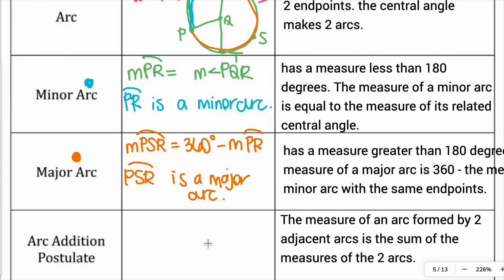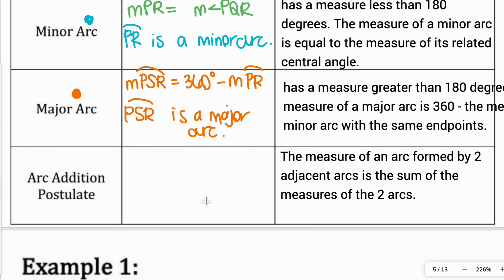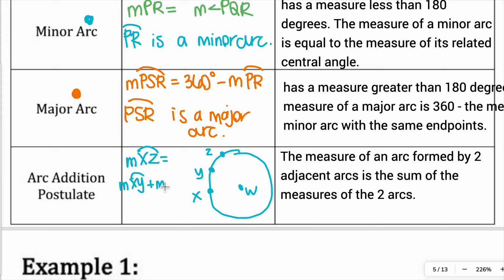Okay, and then arc addition postulate, we're going to draw a brand new circle here. I'm going to label this one as W, and then we'll do a Z, a Y, and an X. And all that says is if we take 2 arcs, add them together, we can make one big arc. So let's say we want the measure of arc XZ. We can take the measure of XY plus the measure of YZ's arc. That's all it's saying. So pictures make everything better usually.